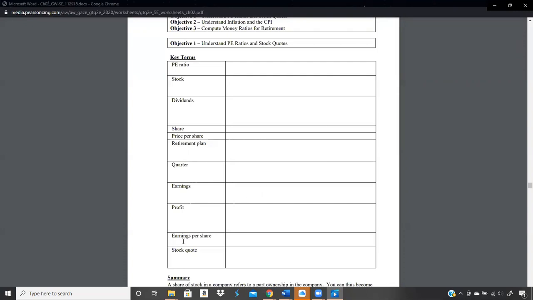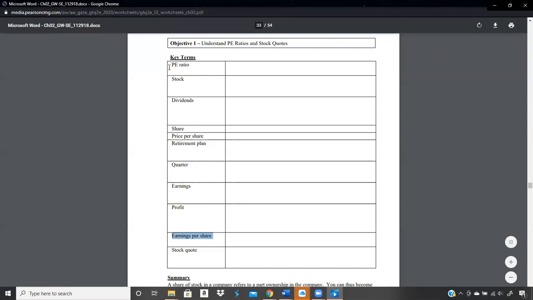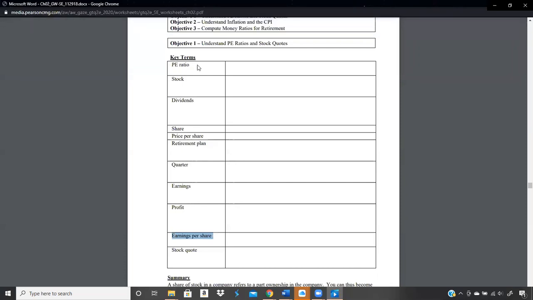Earnings per share. So this is just profit per share. This is also an abbreviation, EPS. EPS is earnings per share. PE ratio is price to earnings ratio. So when you see some of these abbreviations, if you know your words, if it's not the first time you've put your eyes on it, then it should sound familiar.